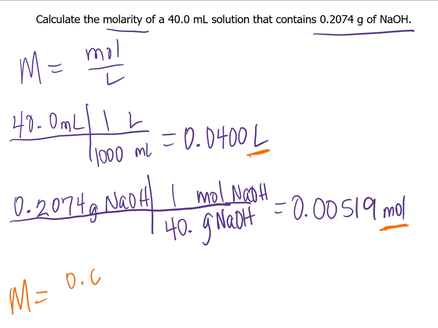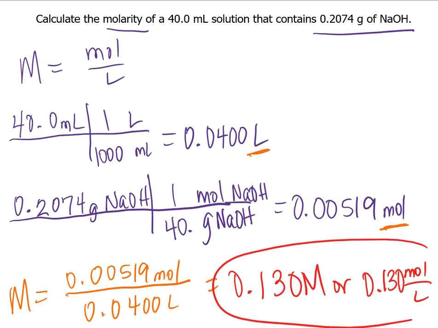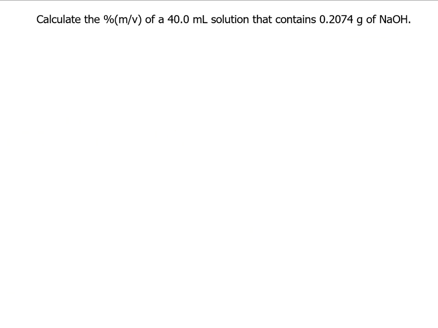So we have 0.00519 moles. We have 0.0400 liters. So when we put that in the calculator, so 0.00519 divided by 0.04, you end up with 0.130 molar. Or again, we can write it as 0.130 moles per liter. And so that's two ways that we can calculate molarity.